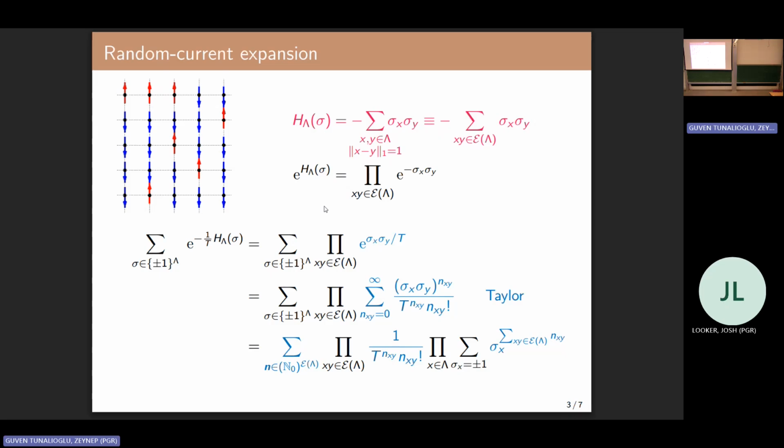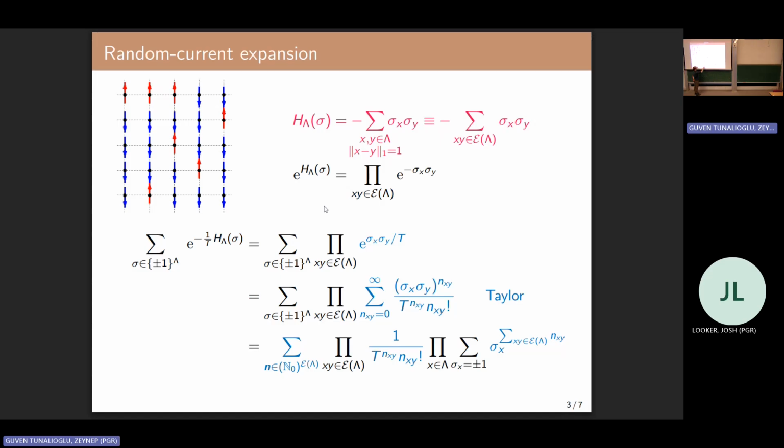Next, what we do is we Taylor expand this exponential. And we get this, right? So we have to sum from 0 to infinity at every edge. We can exchange these two sums. So we can first sum over, let's say, a vector of natural numbers. For example, n_xy represents the power at an edge xy that appears in this Taylor expansion. So we first sum over all the powers.